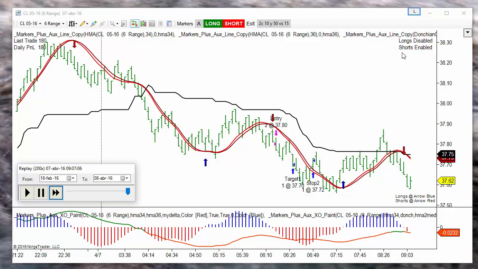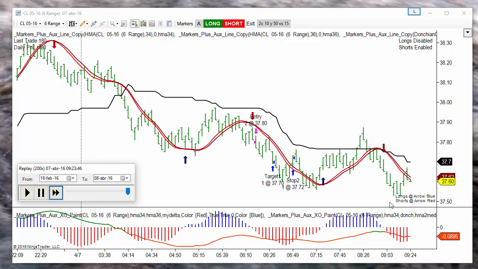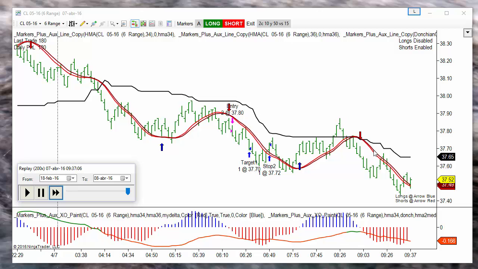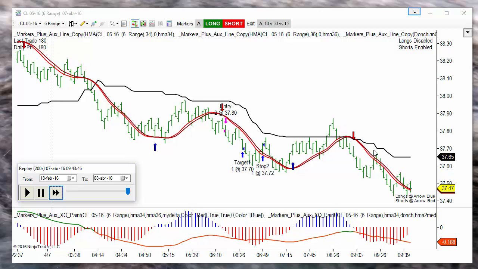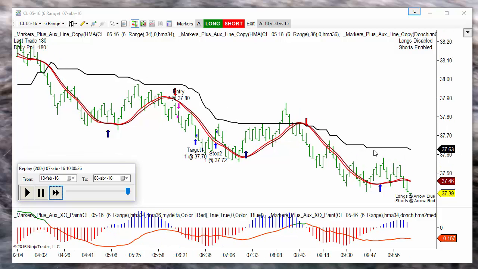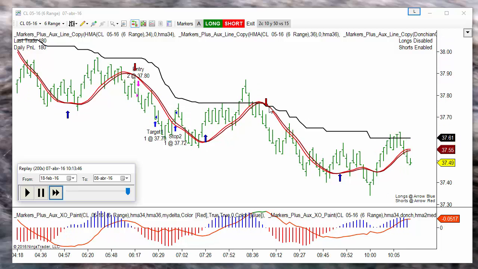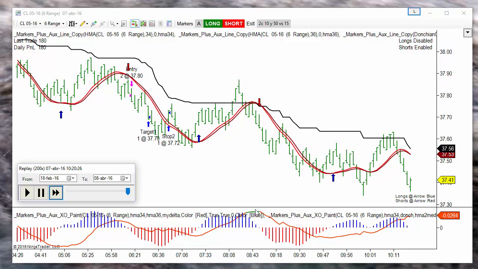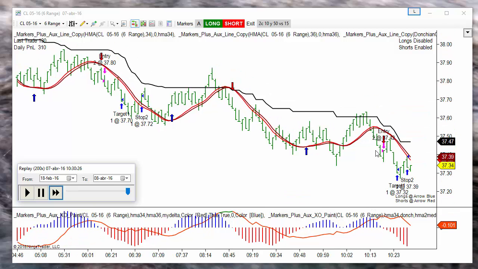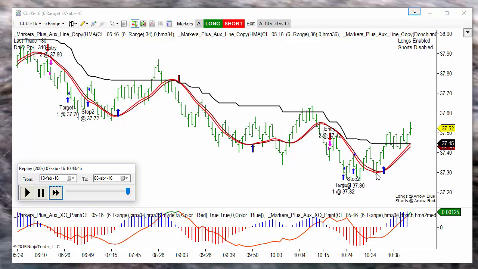But the crossover just happened over the black line, we can see the color of the line at the bottom. It was green. The line just was green a few bars ago, so it avoided that short. But now we have another short. It was taken with a small target.